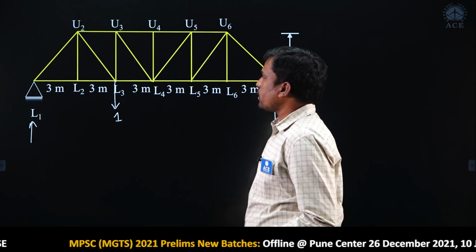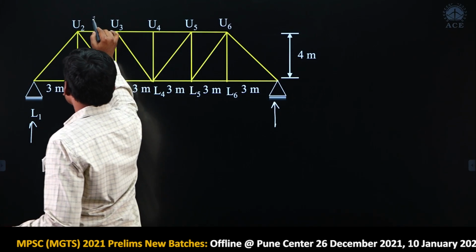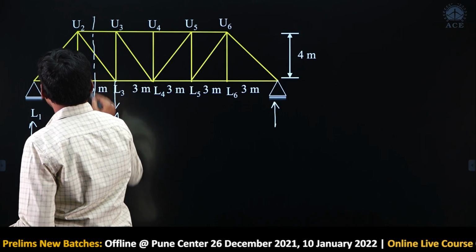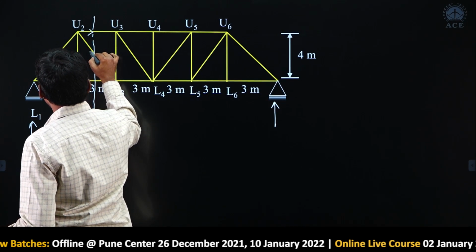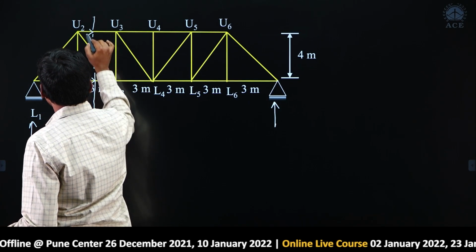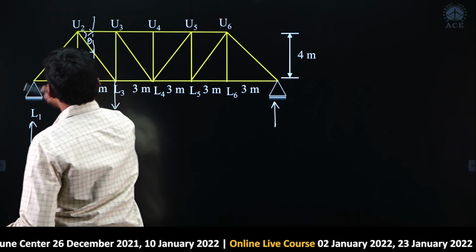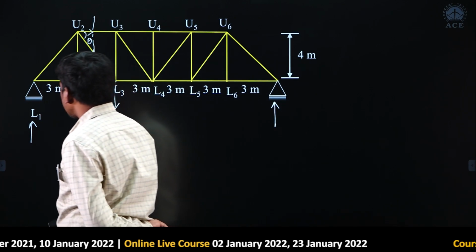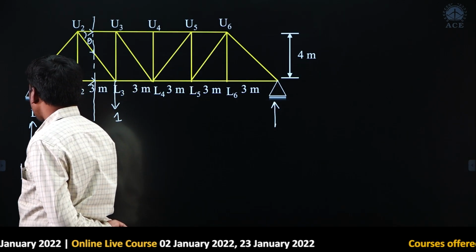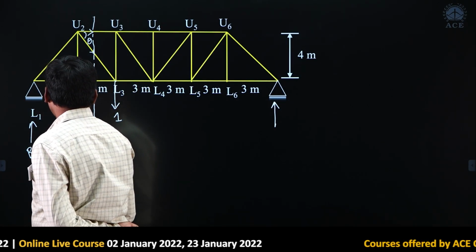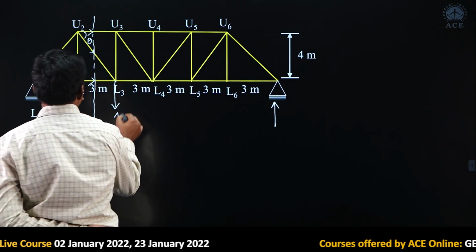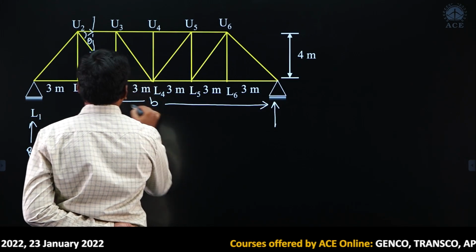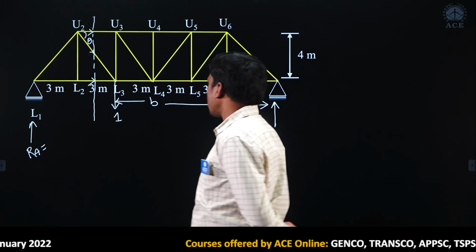Okay, again find the reactions. So, we will cut the structure like this. We will do analysis for the left part of the structure with respect to horizontal, this is theta. So, what is the reaction RA? Now what is the B value please? Now this is the B. So, what is the B?